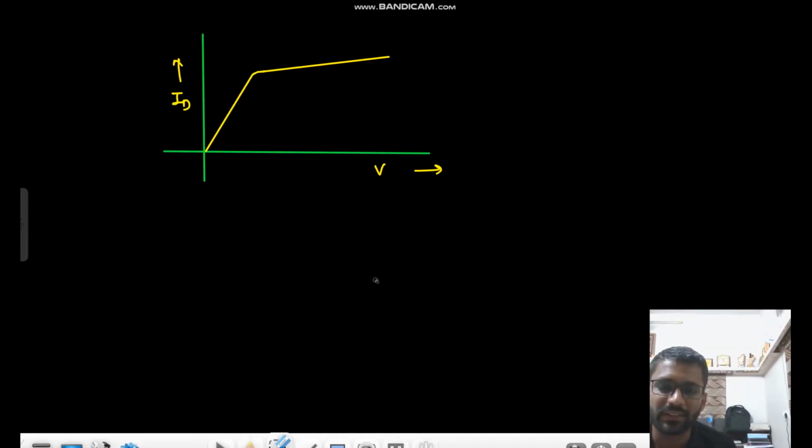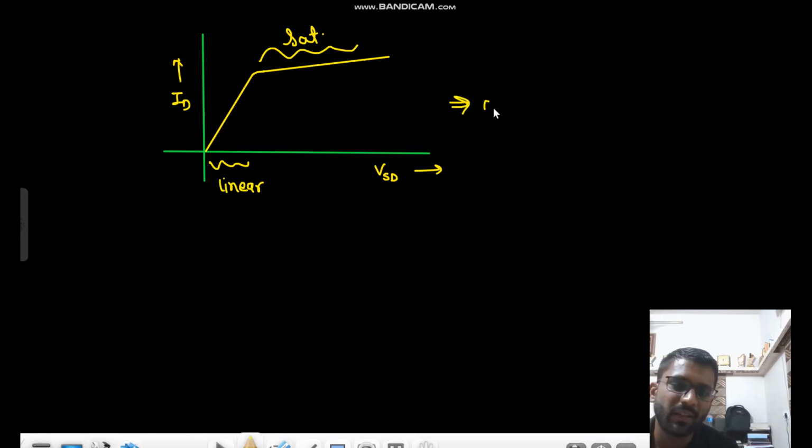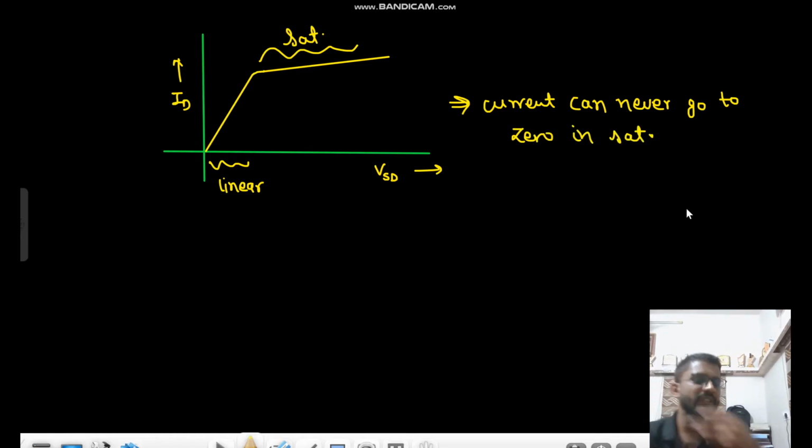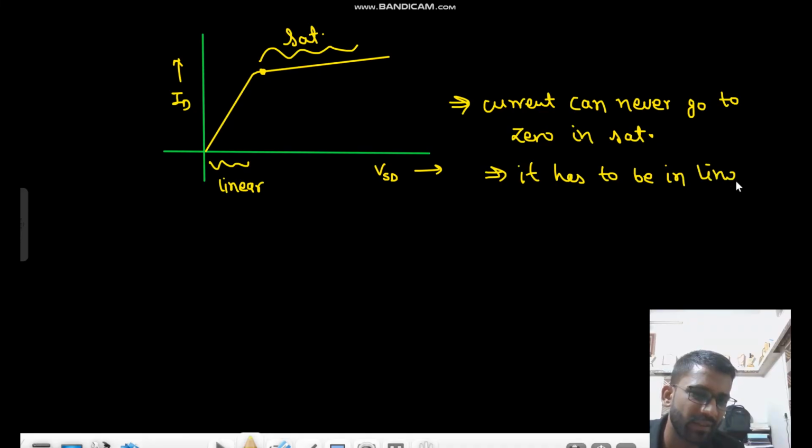Not VSG, ID versus VSD. So this is the linear region, right? This is the linear and this is the saturation region. So you know that current can never go to 0 in the saturation region. So if your current is 0, there is no chance that it is in the saturation region, because in the saturation region the current is always greater than 0. So what? It has to be in the linear region, because of 0 current.